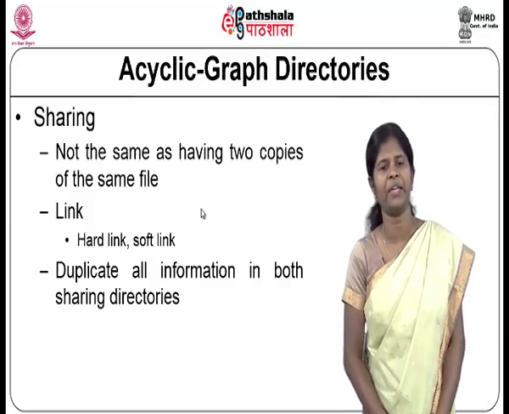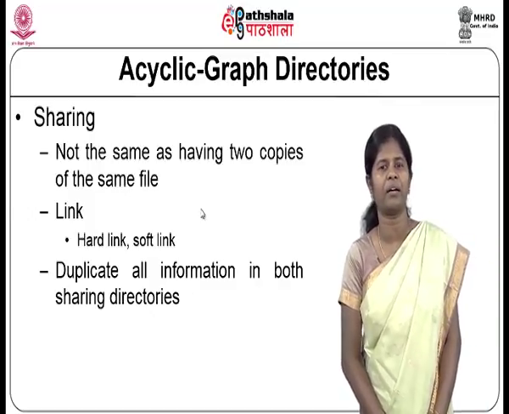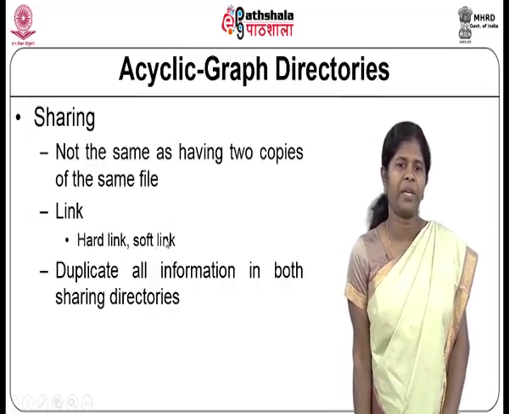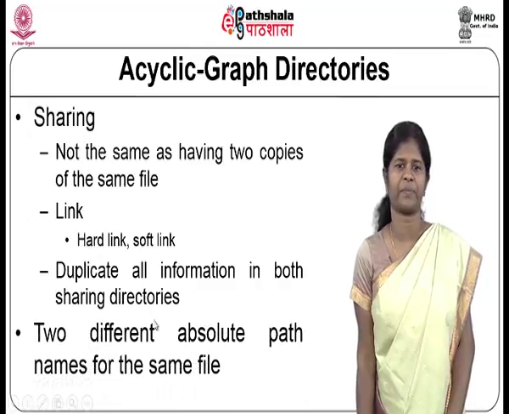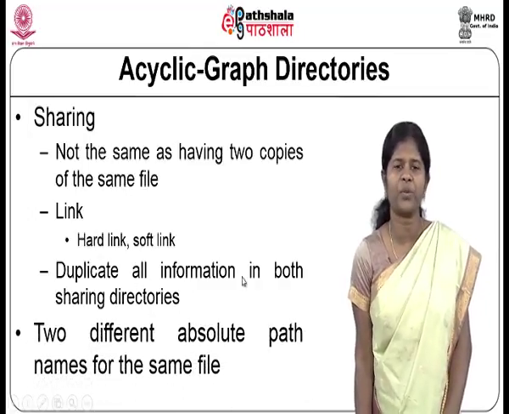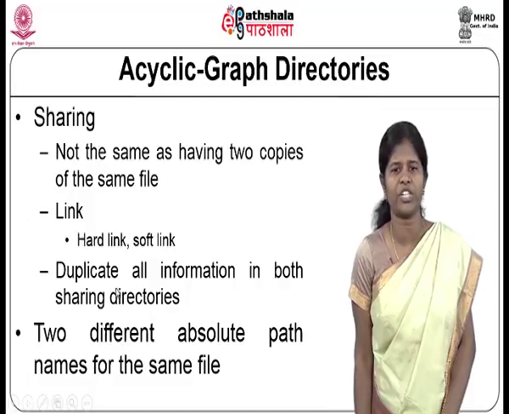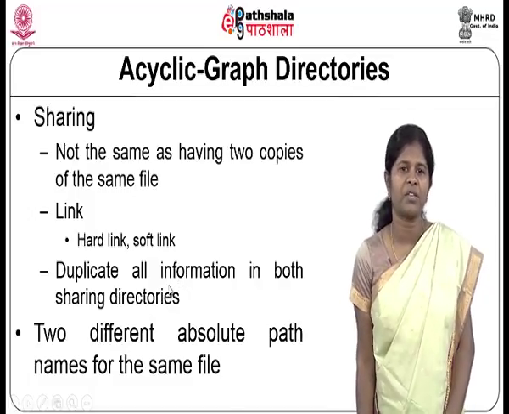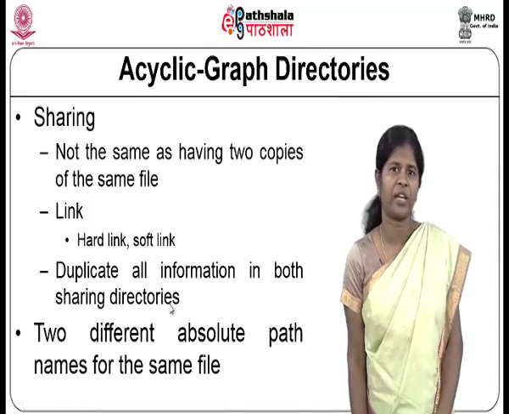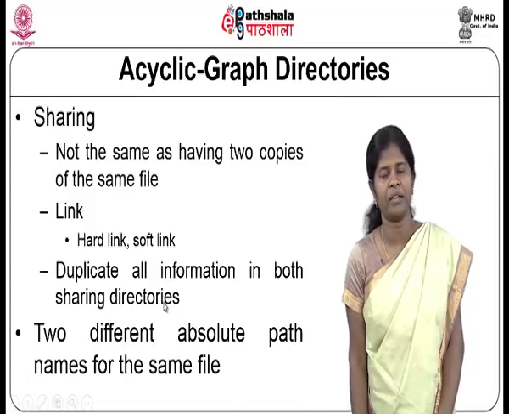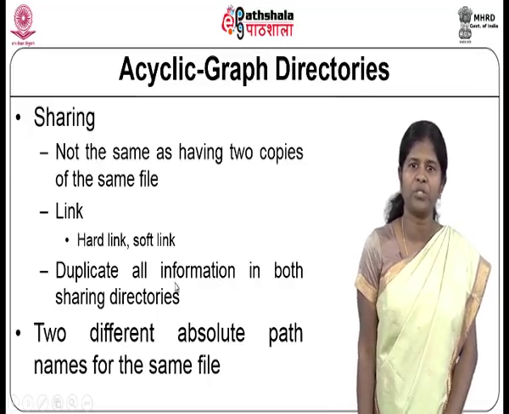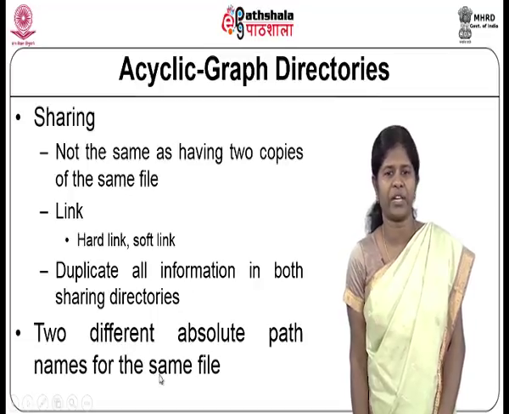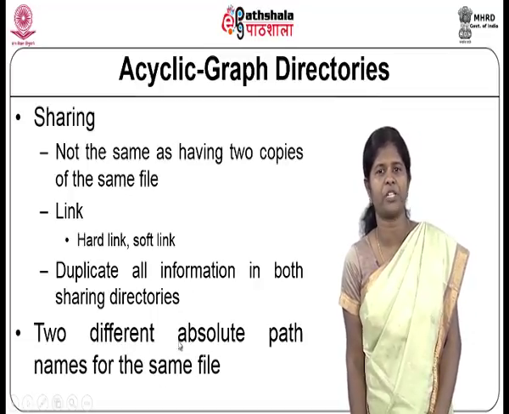This can be implemented by having links. Links can be hard links or soft links. Or, worst case, you can duplicate all the information in both the sharing directories, but in that case you need to take care of the consistency. So, if an update is done in one directory, then that should be immediately made known to the other directory as well. As I told you, in acyclic graph directories, it is possible to have two different absolute path names for the same file.